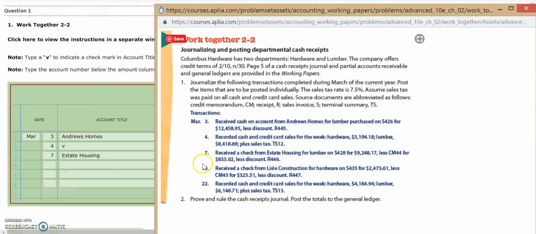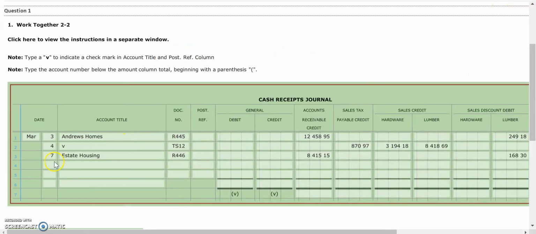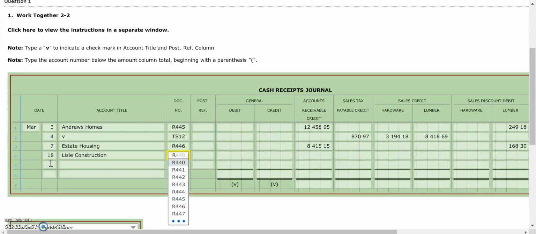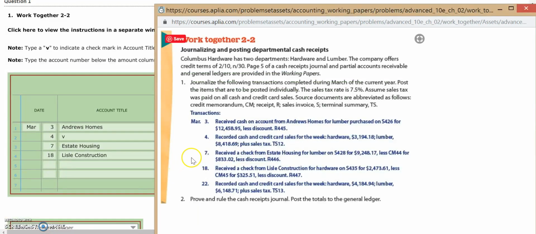Next up is on the 18th, we received a check from Lyle Construction for hardware, less a credit memorandum and our discount. So let's plug this in over here. We've got the 18th and Lyle Construction, 447. So once again, just like we did before, we need to calculate what their total is that they owe us for accounts receivable.